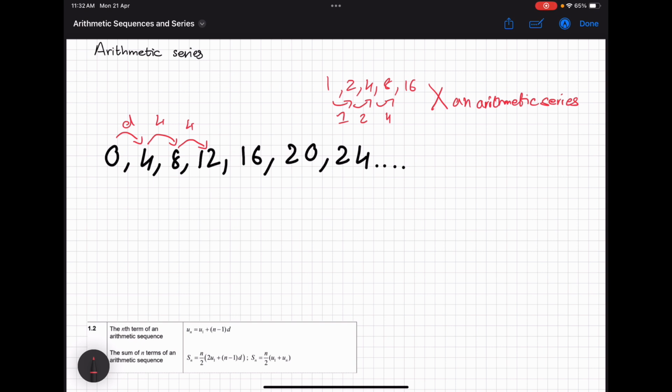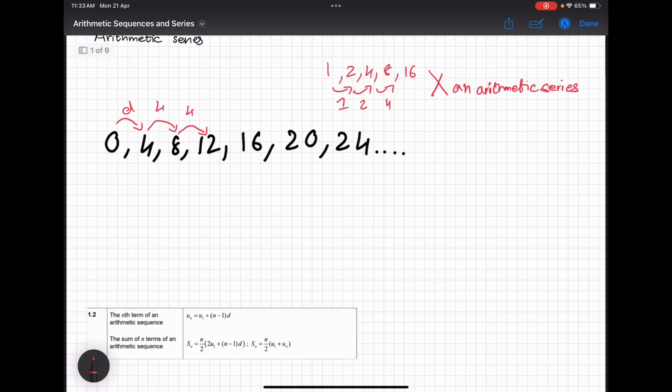Now, an arithmetic series doesn't necessarily have to increase. It can also go down. It can also be something like 6, 4, 2, 0, minus 2, minus 4. And in that case, the common difference, which we refer to as d, as mentioned earlier, is just going to be a negative number, which here is minus 2.